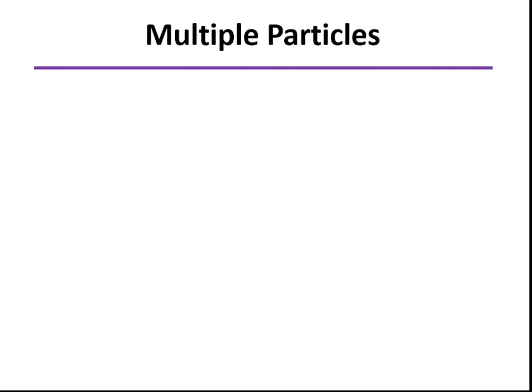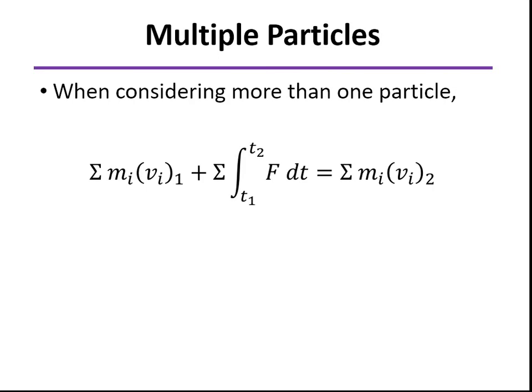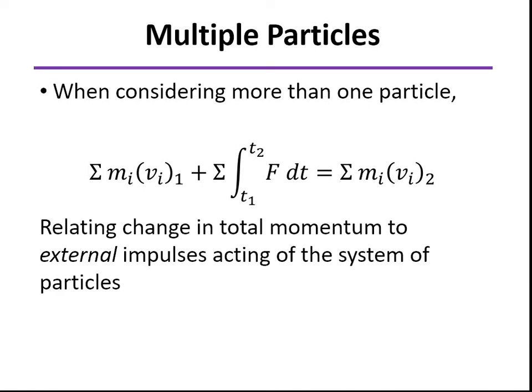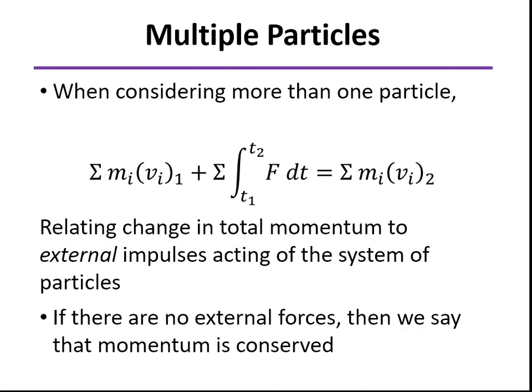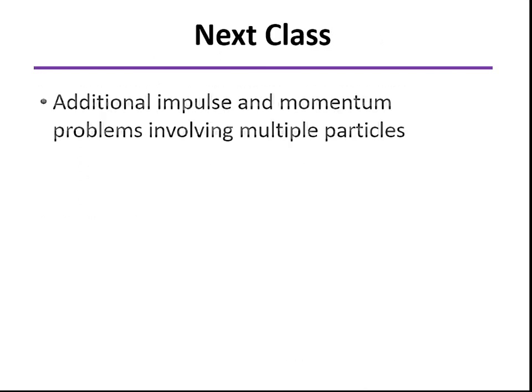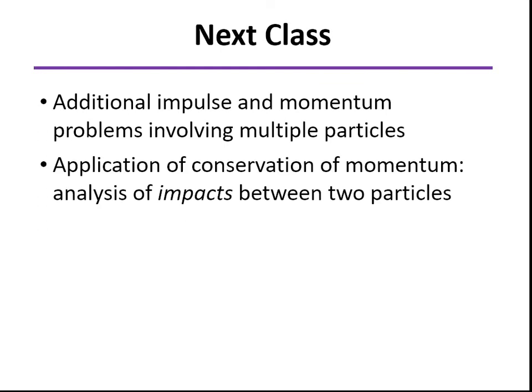Now, toward the end of the class, we talked just a little bit about multiple particles, which we'll get into in the next class as well. When you have more than one particle, we're looking at the summation of the momentum being affected by the impulses of the external forces acting on that system of particles. And there will be cases such as impacts where there are no external forces. In those cases, we say that momentum is conserved. So that'll be next class. We'll do a few more impulse and momentum problems, especially those with multiple particles. And we'll begin looking at impacts between two particles, which will extend another class beyond that as well.